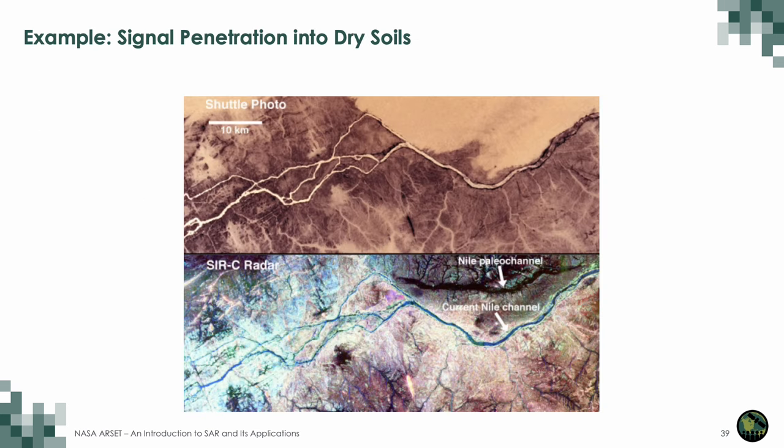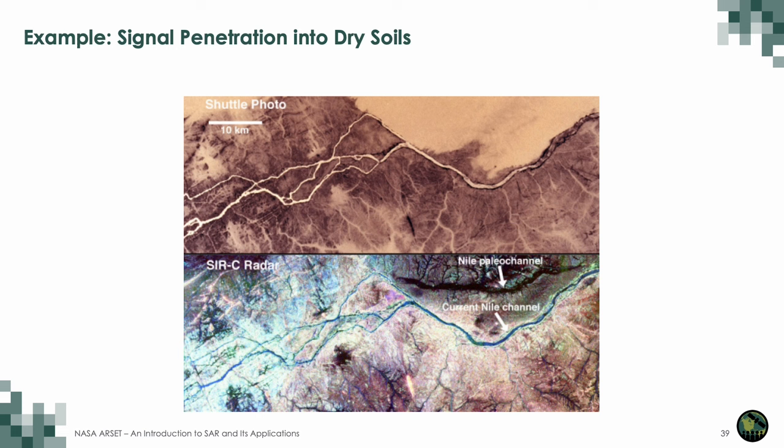And here's an example of radar penetration into soils. This area is part of the Nile River near the Fourth Cataract in Sudan. Each image is about 50 by 19 kilometers. The top image is a photograph actually taken with color infrared film from the space shuttle Columbia in November of 1995. And the radar image at the bottom was acquired with SAR CXR in April of 1994.